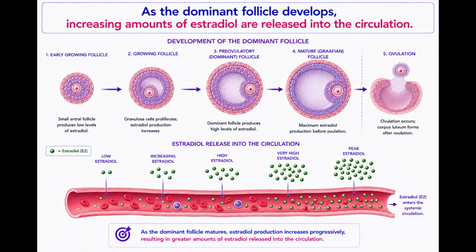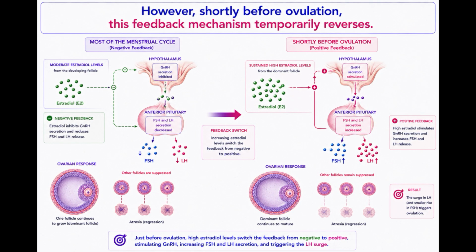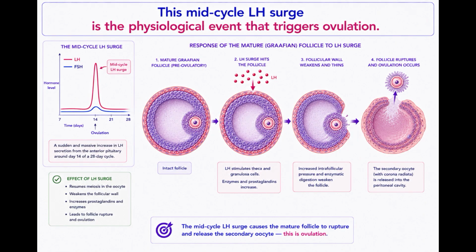As the dominant follicle develops, increasing amounts of estradiol are released into the circulation. During most of the menstrual cycle, estradiol acts through negative feedback, suppressing further secretion of FSH and LH, and ensuring that only one follicle usually becomes dominant. However, shortly before ovulation, this feedback mechanism temporarily reverses. Sustained high levels of estradiol stimulate the pituitary gland instead of suppressing it, producing a sudden surge of LH. This mid-cycle LH surge is the physiological event that triggers ovulation.